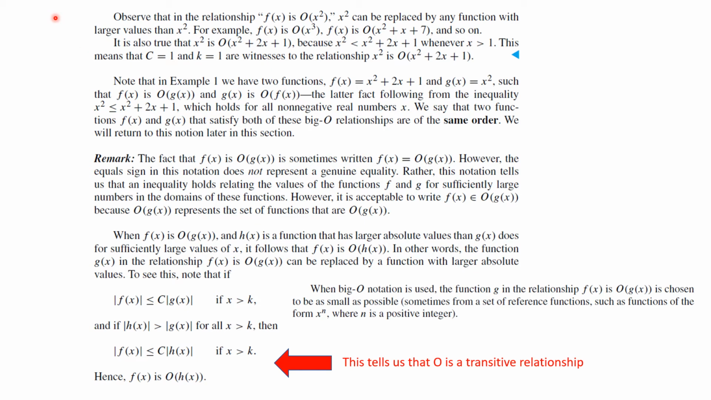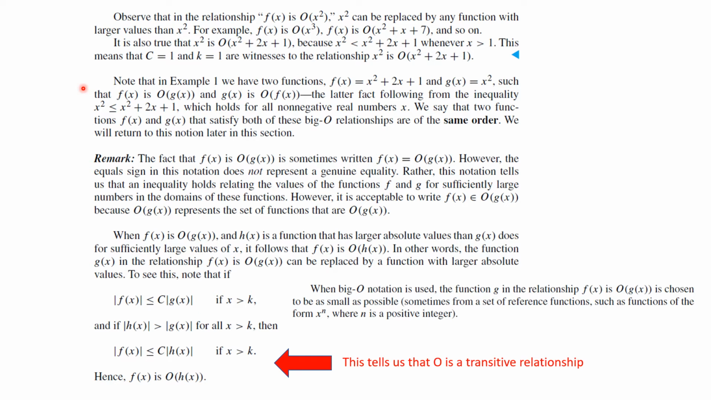Now, you should observe that in the relationship f of x is big O of x squared, x squared could be replaced by any function with larger values than x squared. So we could say, for example, that f of x is big O of x cubed, or f of x is big O of x squared plus x plus 7, and so on. It is also true that x squared is big O of x squared plus 2x plus 1, because x squared is less than it after adding positive numbers whenever x is bigger than 1. So again, c equal 1 and k equal 1 are witnesses to the relationship that we had.